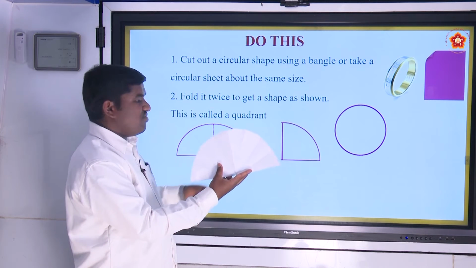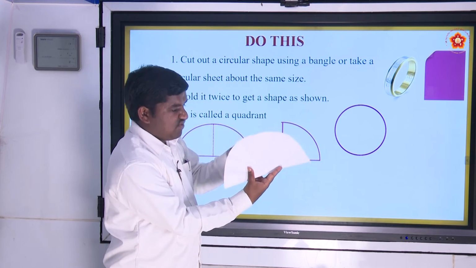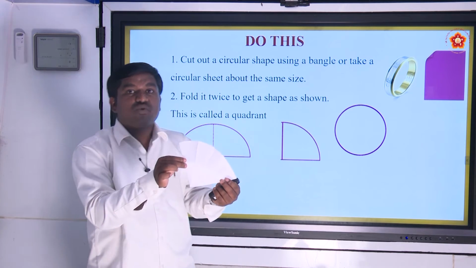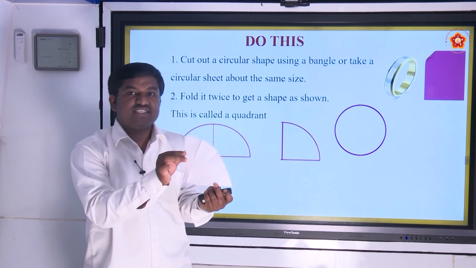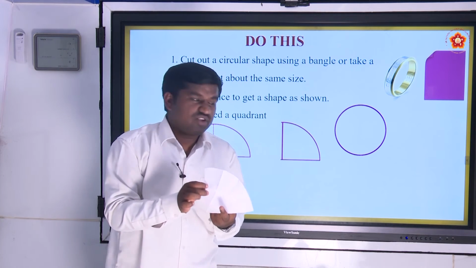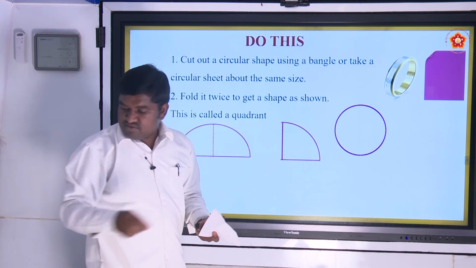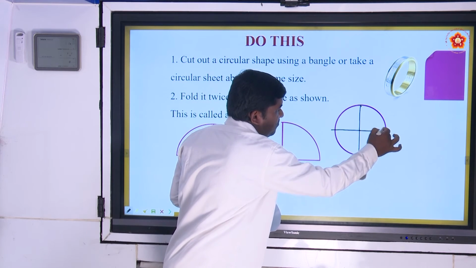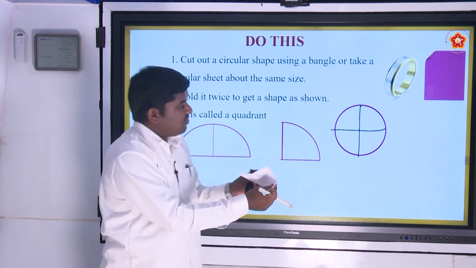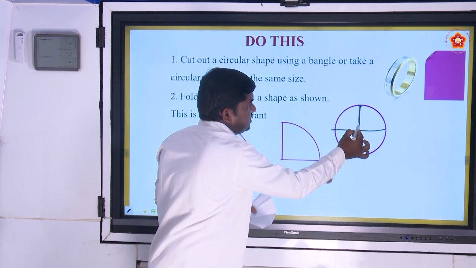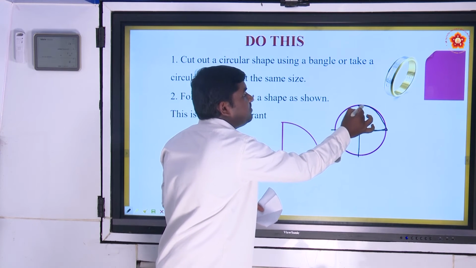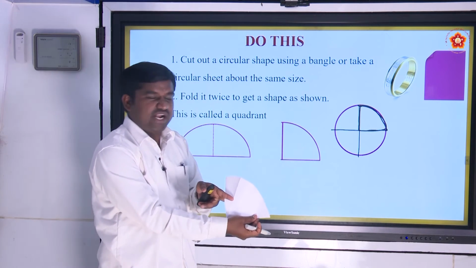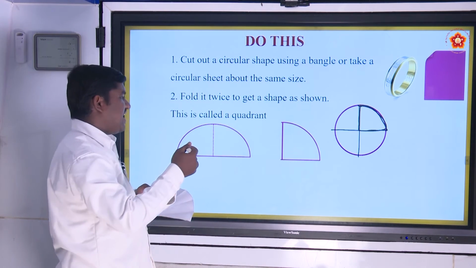Next, what we have to do, you can fold twice, one fold like this, next another fold like this, you obtain this, called a quadrant. Quad means 4. So we divide the circle into 4 equal parts. We obtained only this part. This part is called a quadrant.